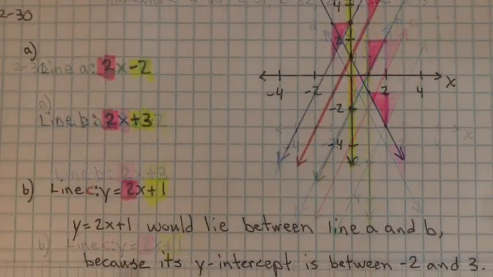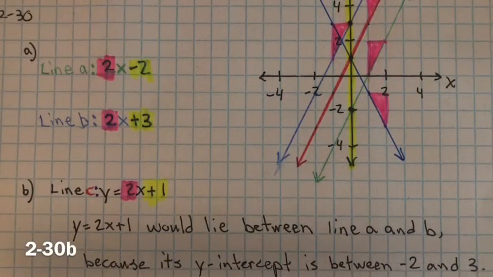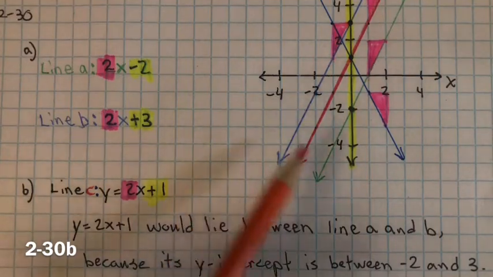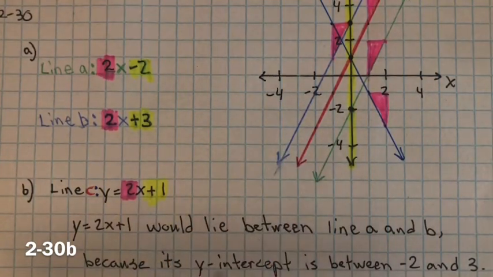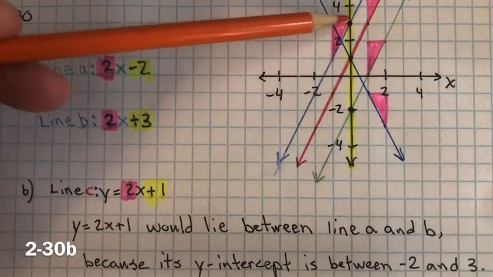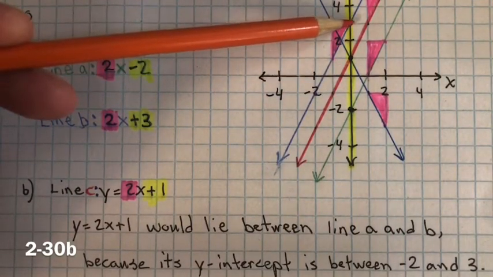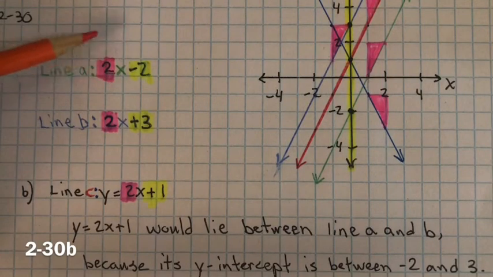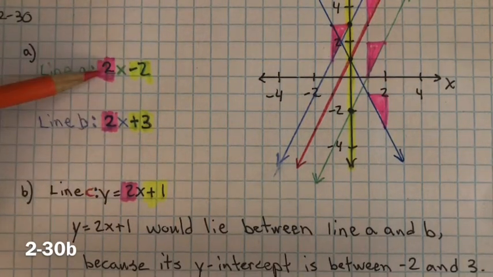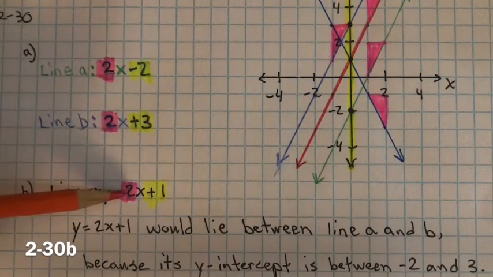The second part of B is where would it lie on the graph? It would lie between line A and line B because its y-intercept is between -2 and 3. And one thing that you notice is that they all have the same slope, 2, 2, and 2.